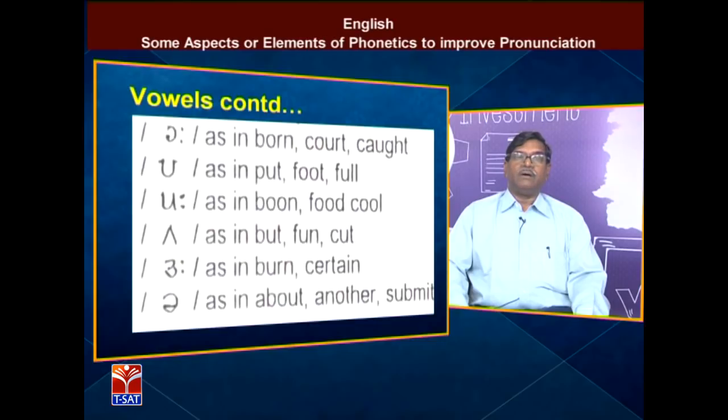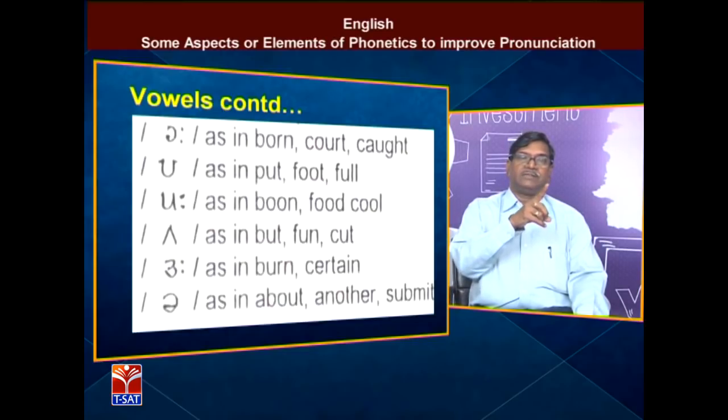Then comes the next sound. This is slightly different from ah. When you say ah, we open our mouth, as in father, barn, class, glass. But this is a slight variant of that ah. You utter the ah sound without opening the mouth, as in burn, certain. So, that is the symbol.